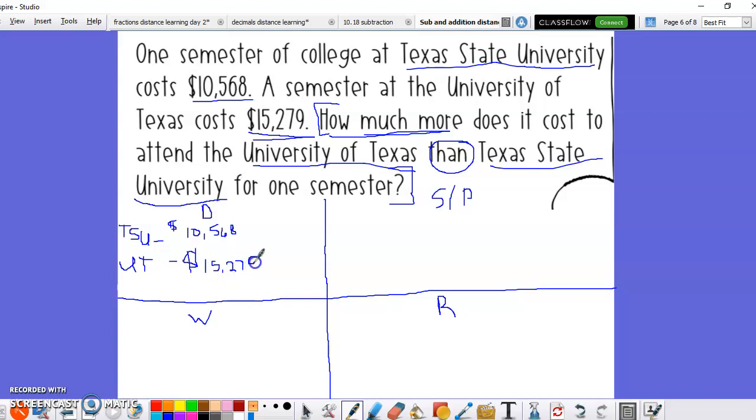All right. So now, we already said that we were subtracting because it asked for how many more, or how much more does it cost at the University of Texas than at Texas State University. So I'm going to subtract. I'm just going to use the standard algorithm. Remember, our larger number goes on top. So the larger number is 15,279 minus 10,568.